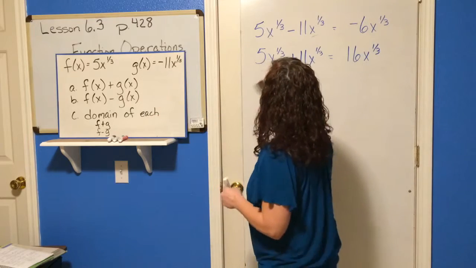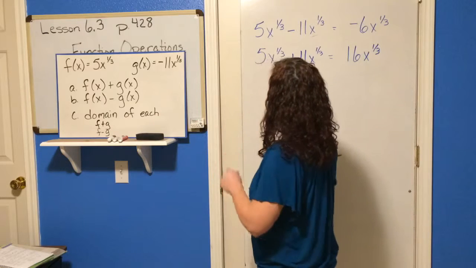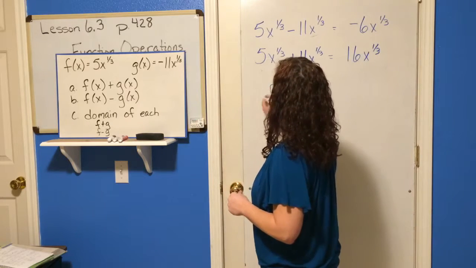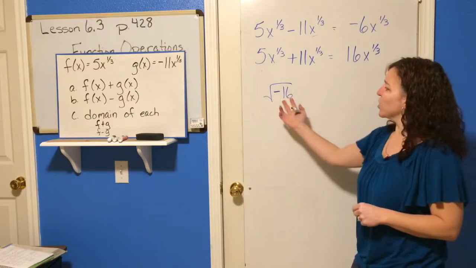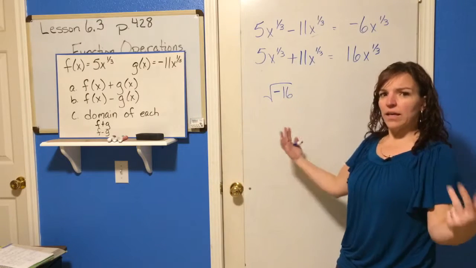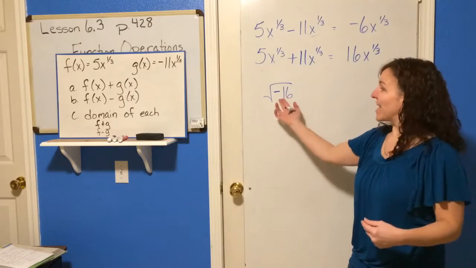It's not the same if you had a square root. If you had a negative square root of 16, that's where your imaginary numbers come in, because you can't take anything times itself and get a negative.